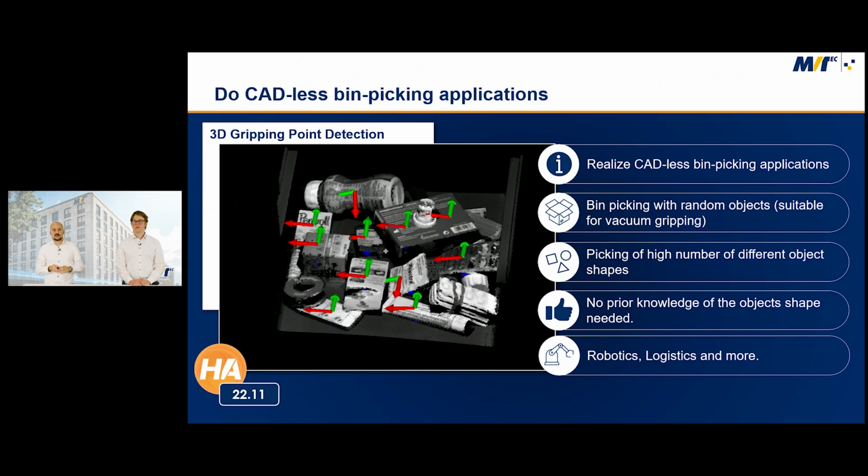The 3D gripping point detection can be used, for example, for bin picking with random objects which are suitable for vacuum grippers. This is one restriction, which my colleague will get into in a little more detail later, and it allows the picking of a high number of different object shapes. The big advantage is that, as you might think, okay, I can also do this with 3D surface-based matching, for example, but you do not need any prior knowledge of the object shapes. So there's no training, it's just input 3D data and get positions where the algorithm sees possibilities to grip objects.